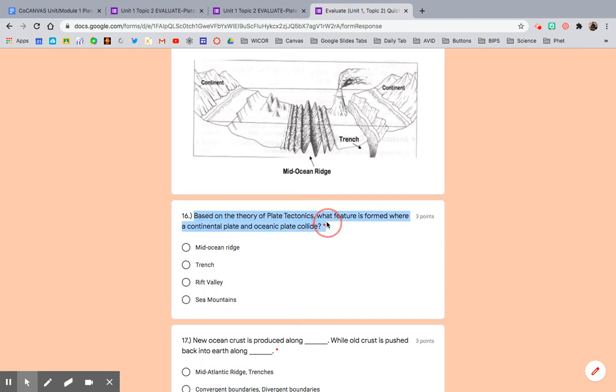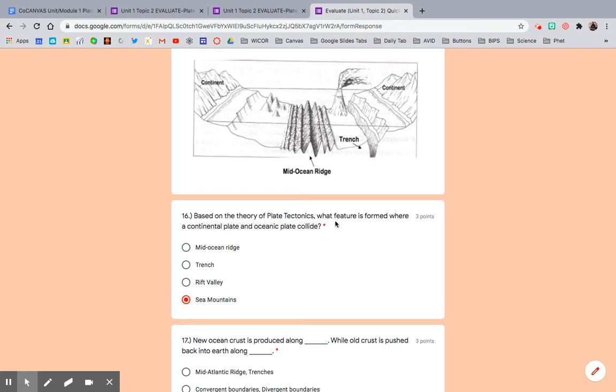So number 16, based on the theory of plate tectonics, what feature is formed where a continental plate and oceanic plate collide? So when you have a continental plate colliding with an oceanic plate, what would you have form? Would you have a mid-ocean ridge? Would you have a trench? Would you have a rift valley? Or would you have sea mountains?